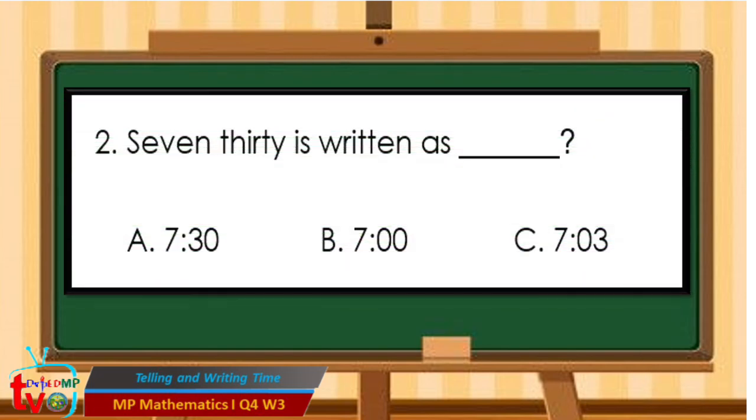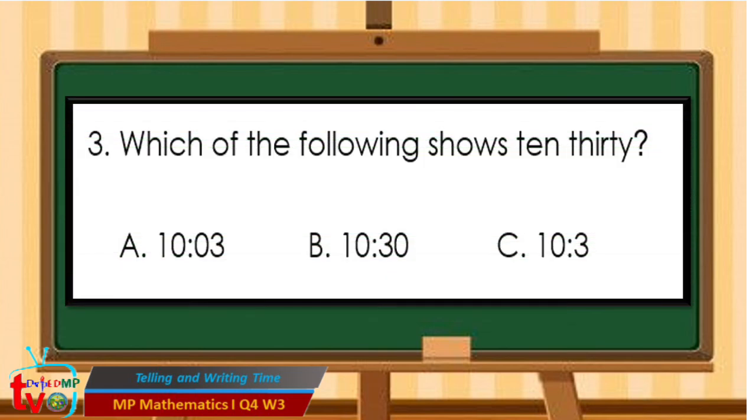Number 2. 7:30 is written as A, B, or C. Number 3. Which of the following shows 10:30? A, B, or C?